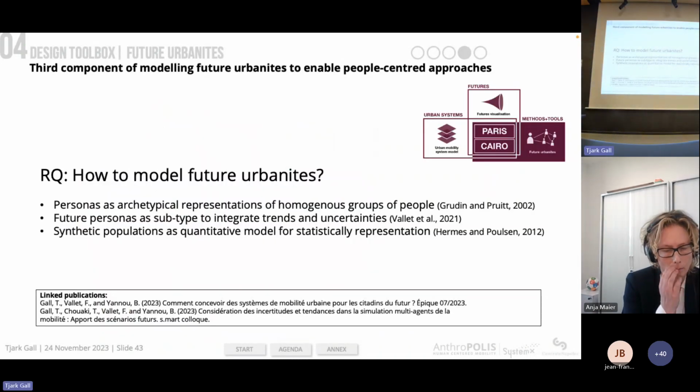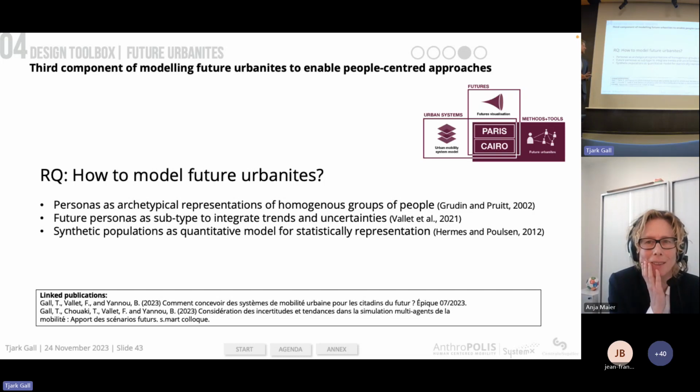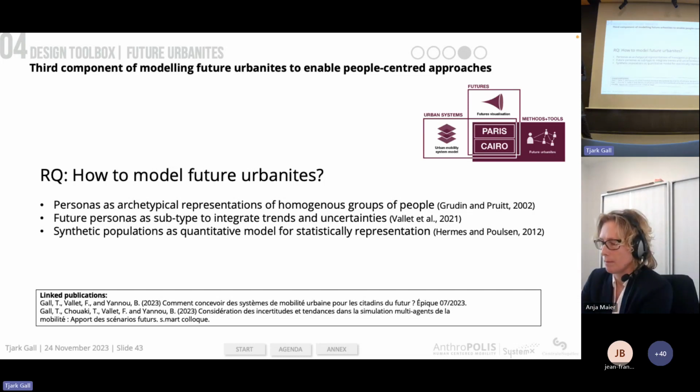Third part is the people-centered perspective. So how do we model future urbanites? We go back to the concept of personas as archetypical representations of homogeneous groups of people, initially developed by Microsoft in the beginning of the 2000s in order to adapt their products to different groups. Then an evolution, let's say, towards future personas in order to integrate trends and uncertainties, and synthetic populations used in simulation and quantitative approaches to model groups of people in a statistically representative way.